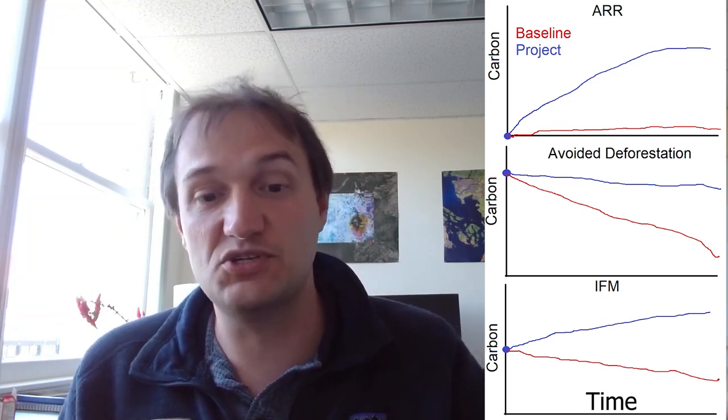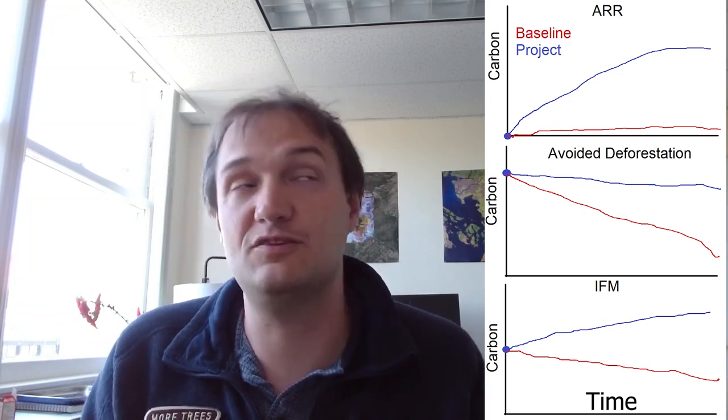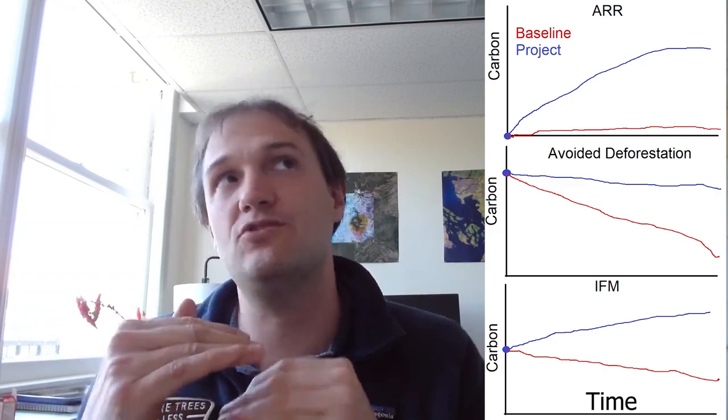So in a big avoided deforestation project, for example, if 5% of your matches were deforested, then you could say, well, 5% of my project area might have been deforested. And in that case, that's how many credits you would issue, maybe 5%.